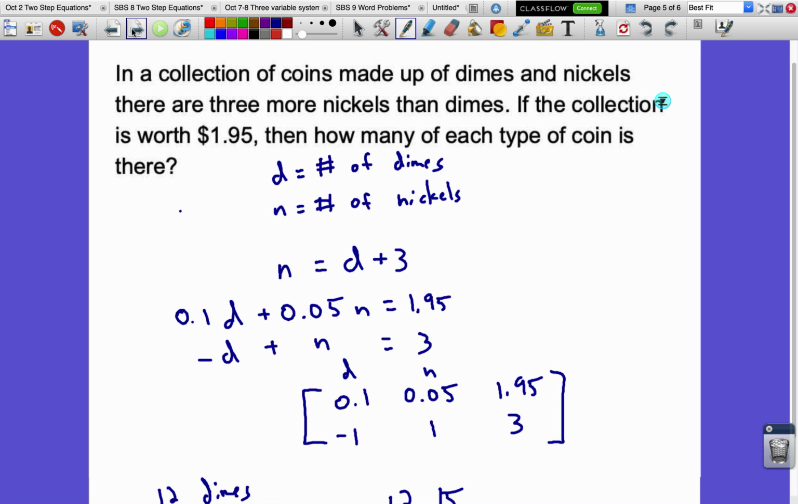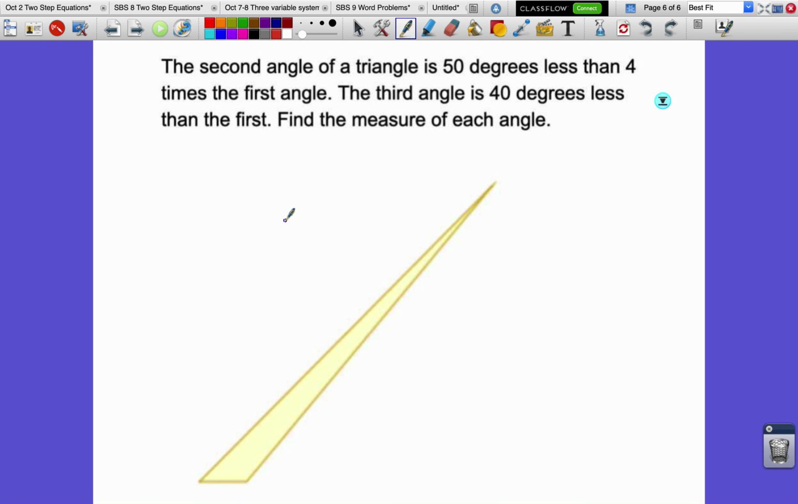All right. Here we've got a triangle. The second angle of the triangle is 50 degrees less than 4 times the first angle. The third angle is 40 degrees less than the first. Find the measure of each angle.